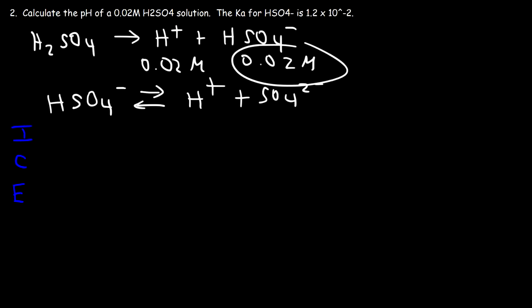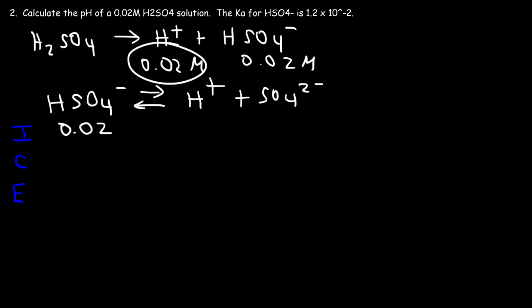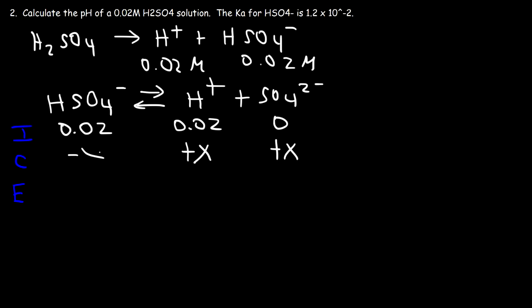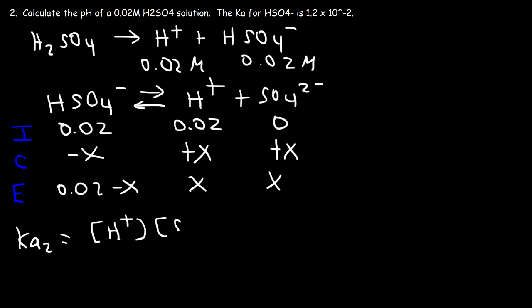So the concentration of bisulfate is 0.02 initially, and the same is true for H+. Now because this is 0, the reaction has to shift to the right to increase the amount of sulfate that's in the solution. So this is going to be plus X and minus X on the left side. So now Ka2 is going to be the ratio of the products divided by the reactants.